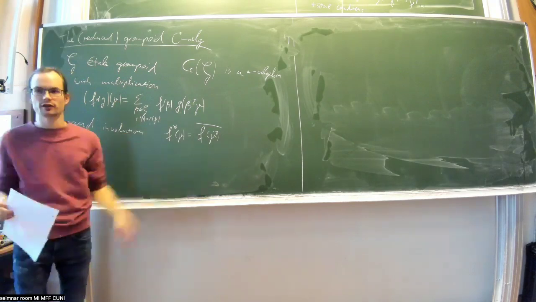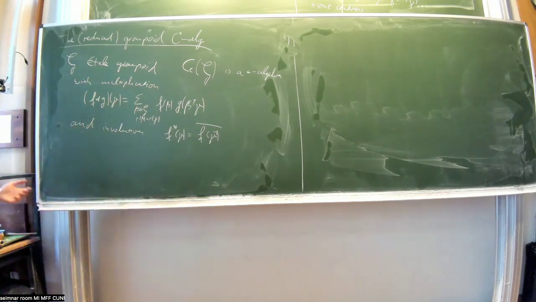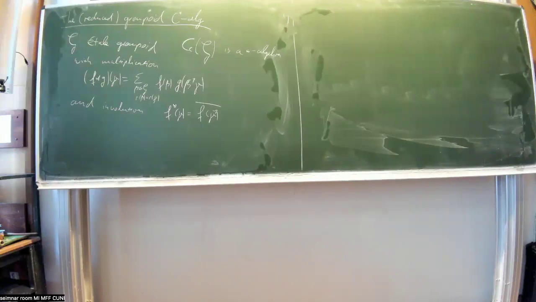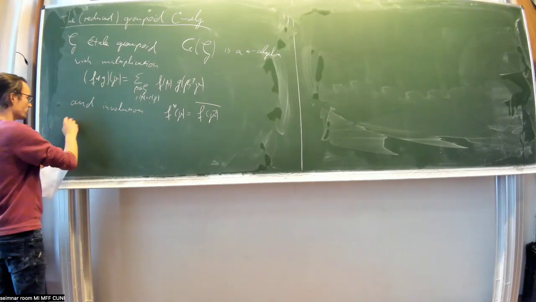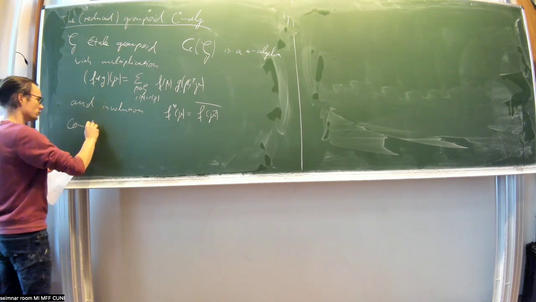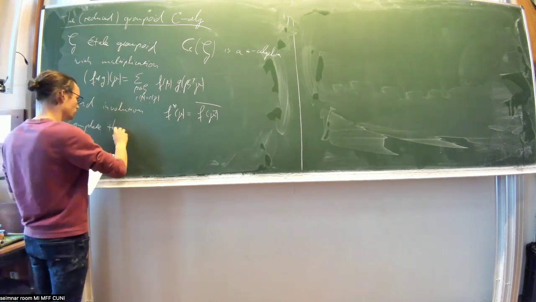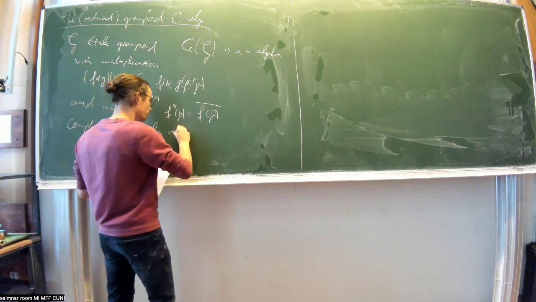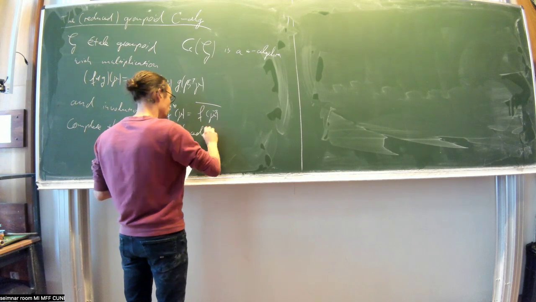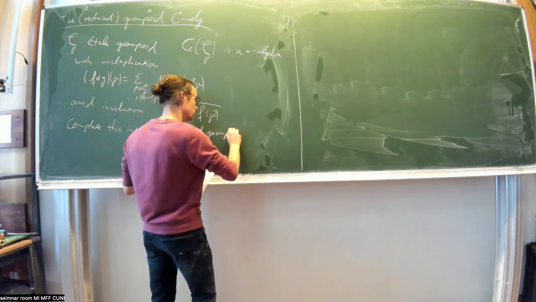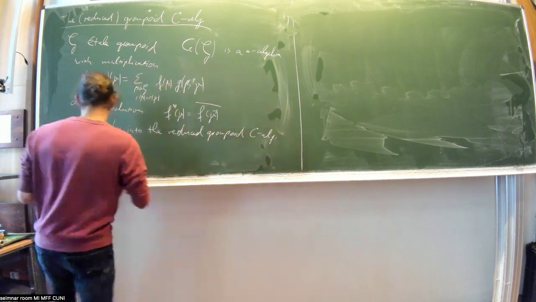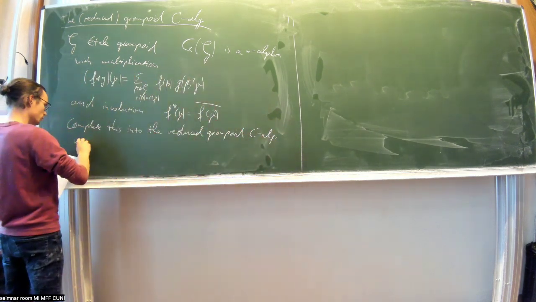Of gamma inverse, and then you take. It's maybe not super clear why it is that way, but it turns out to make sense. And you then complete this into the reduced groupoid C-star algebra, using the left regular representation.